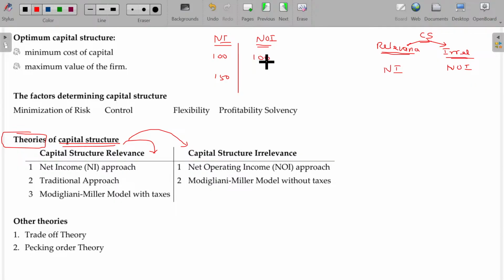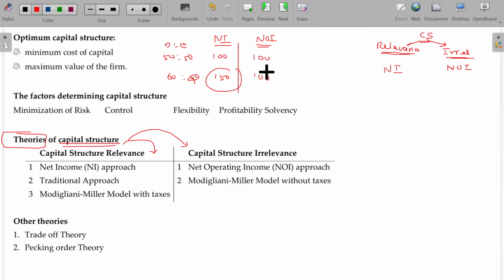Earlier also 100, even after sourcing, the value being same 100. Okay, these are the 2 views. NI says the capital structure decides the value of the company. NOI says no, sir. Whatever the capital structure you have, probably 50-50 debt equity, and here 60-40, if you are raising the debt and reducing the equity, the value will increase, is the approach of NI. NOI says no, sir, there will not be change.